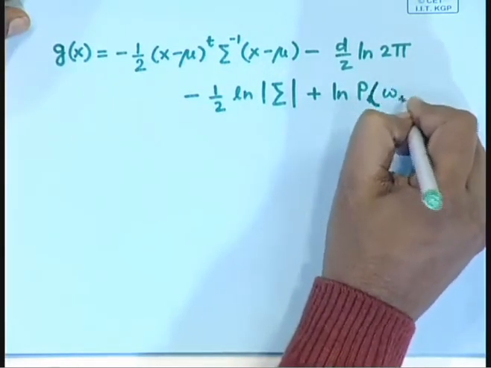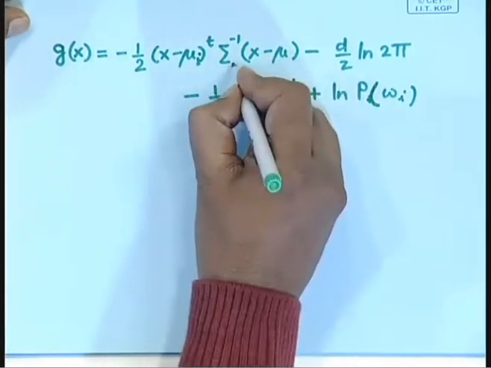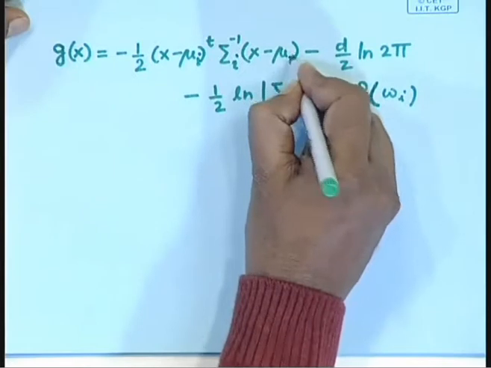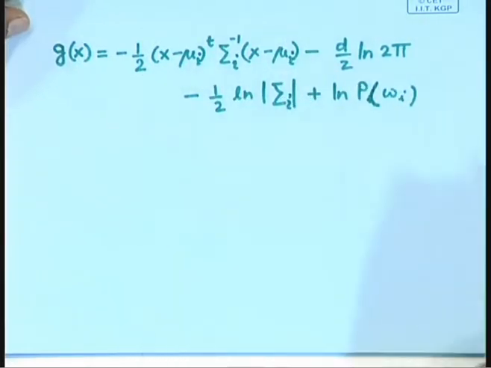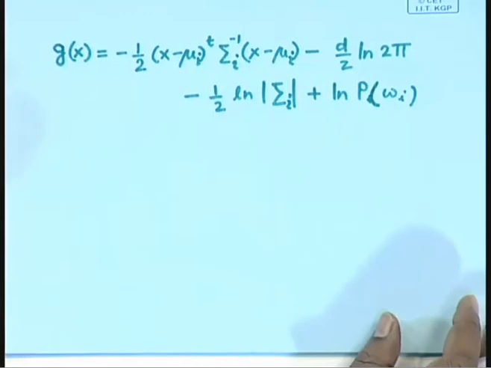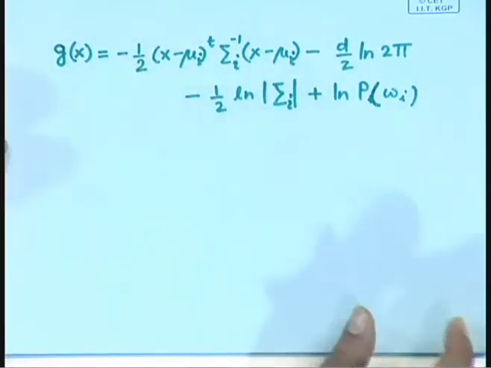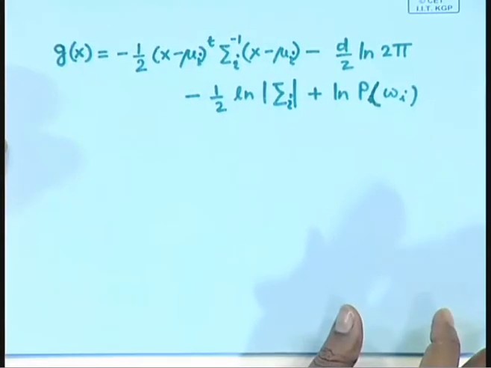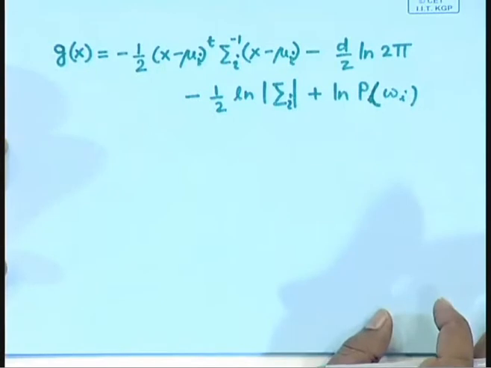plus log of p(omega i). So, all these have to be i: (x minus mu i) transpose sigma i inverse into (x minus mu i), and this is sigma i. So, this was the discriminating function for the ith class. Now, see what is the amount of computation involved in this particular case.